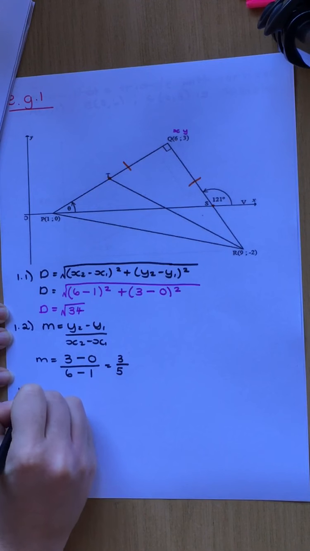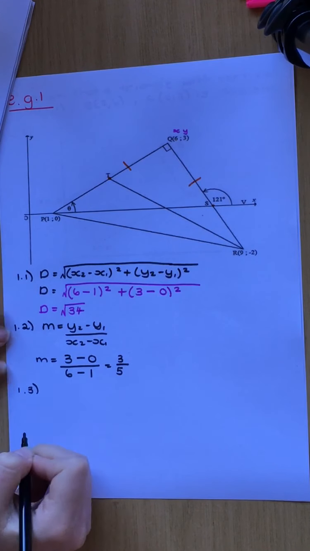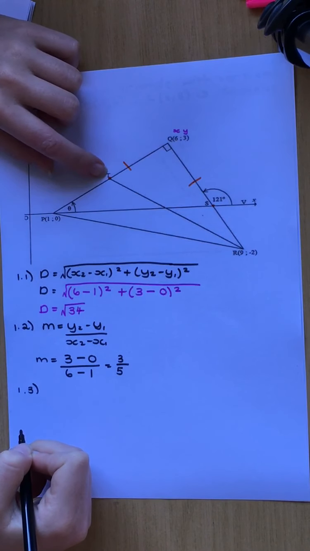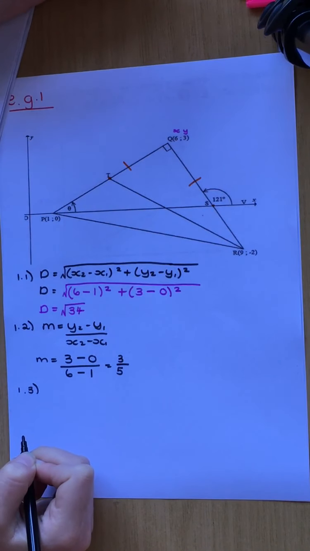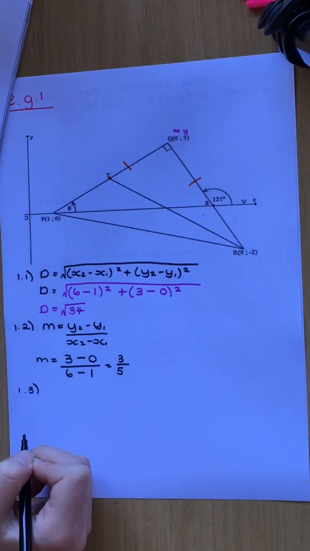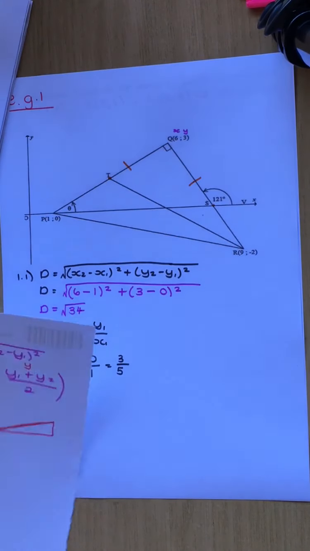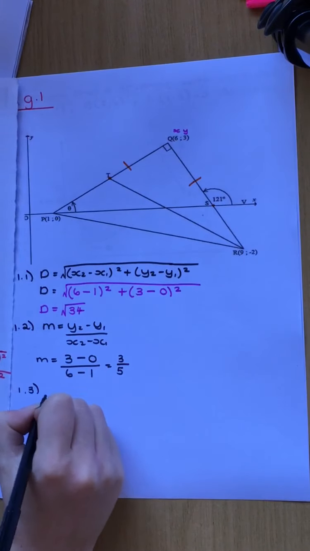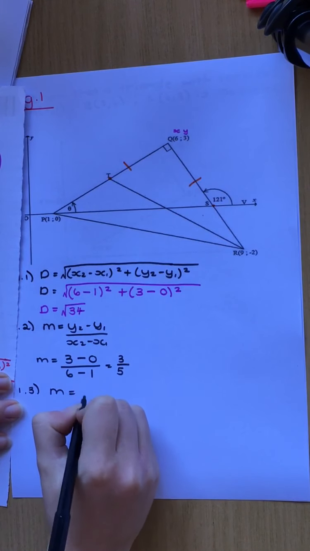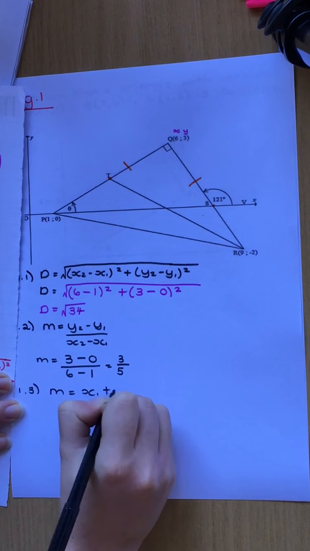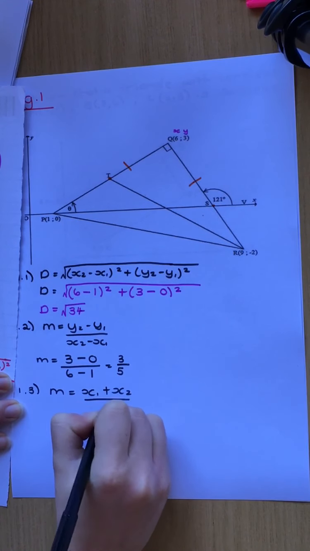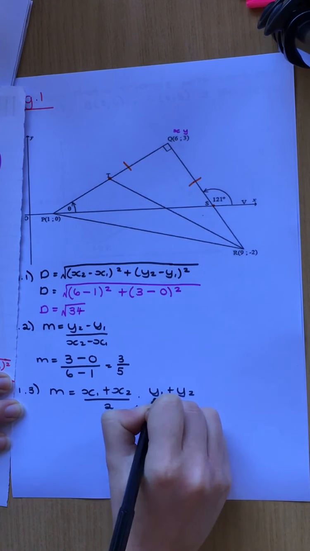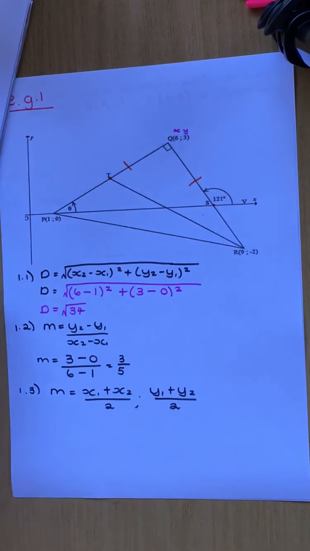Okay, 1.3, they say calculate the coordinates of T. Now remember I said to you, T is the midpoint, so most likely they're going to ask for that because they like to use all the formulas. So again, look at your formula page. Here it is over here. So your midpoint is going to be x1 plus x2 over 2 and y1 plus y2 over 2.